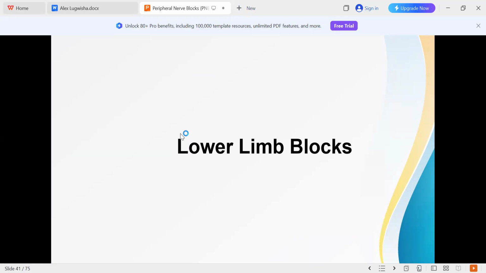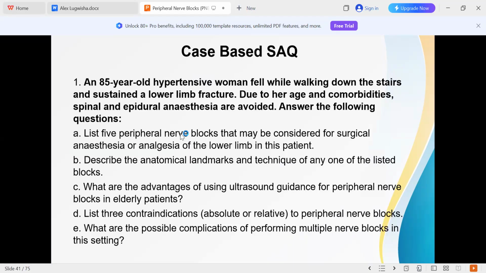Lower limb blocks. Let's see, there's a question here. An 85-year-old hypertensive woman fell while walking down the stairs and sustained a lower limb fracture. Due to her age and comorbidities, spinal and epidural anesthesia had to be avoided. A, list the 5 peripheral nerve blocks that may be considered for surgical anesthesia in this patient. B, describe the anatomical landmarks and techniques of any one of the listed blocks.